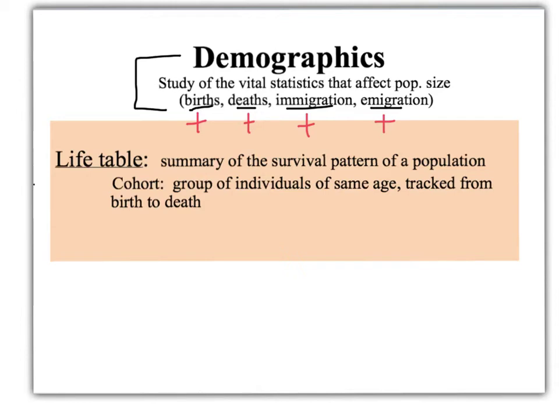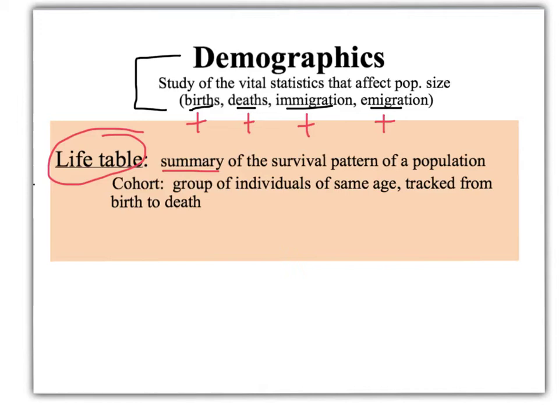So one way we can look at all of these births and deaths and immigration and emigration and track what happens over time is something called a life table. A life table summarizes the survival pattern of a population. It looks at all the births and deaths and immigration and emigration and puts them into one table to summarize what is happening to that population.